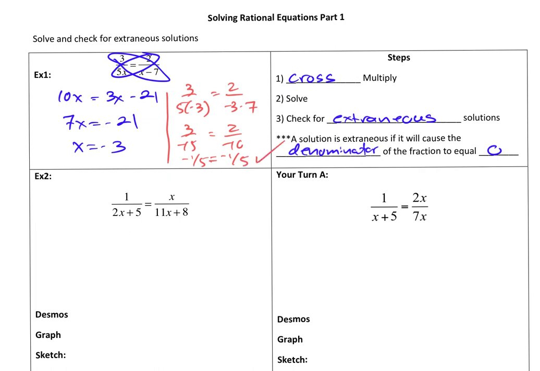Now, you don't have to physically write down the check, but I'm going to encourage you to always check because, again, there's going to be extraneous solutions, and if you don't find them, then you don't have the correct solution. Okay, let's go ahead and look at another example here.